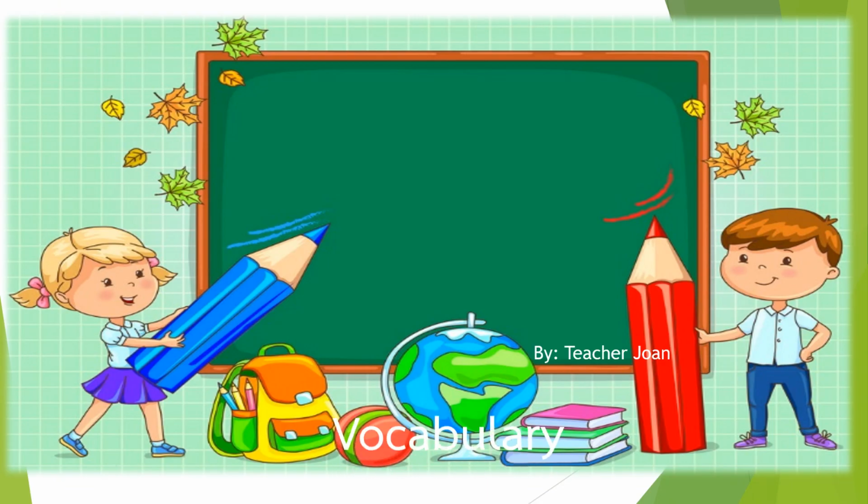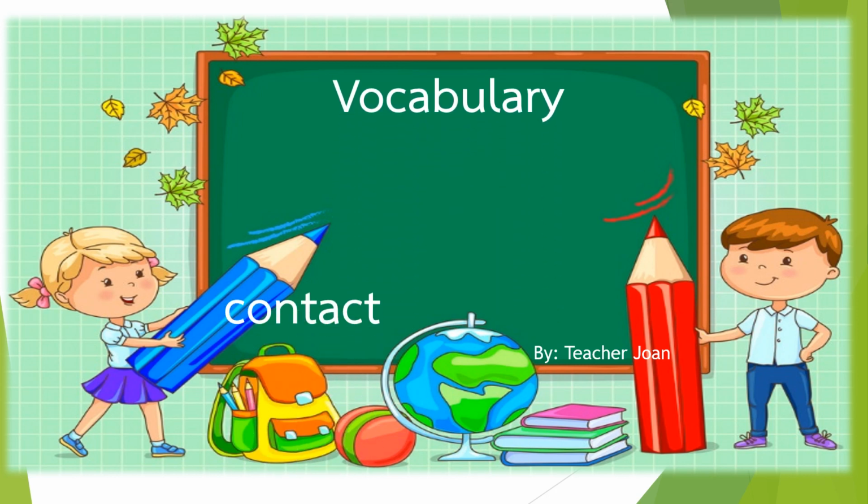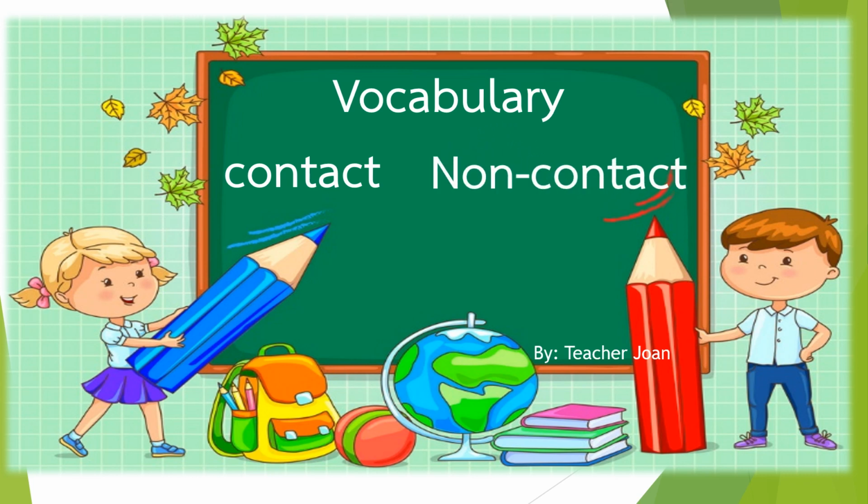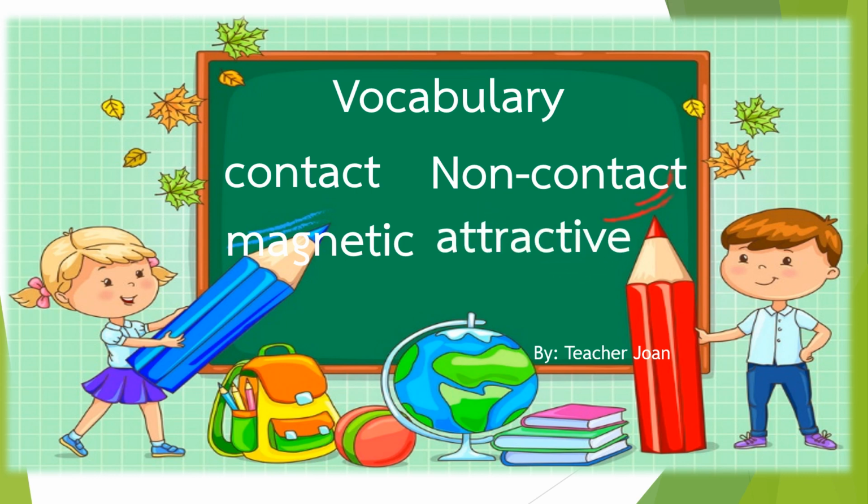Now let's do the vocabulary. We have contact, non-contact, magnetic, attractive, and repulsive. Let's repeat it again one more time. Contact, non-contact, magnetic, attractive, and repulsive. These are the words that we will encounter or discuss during the lesson.